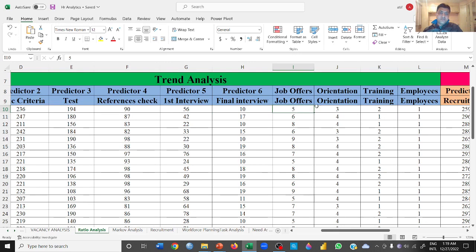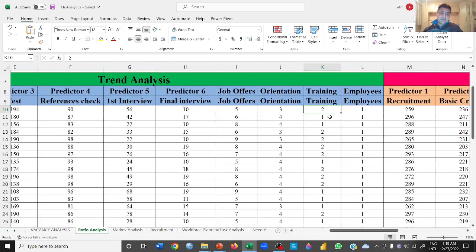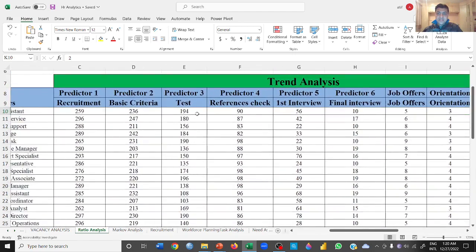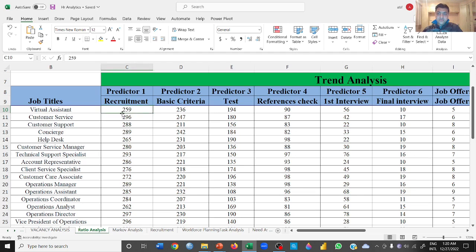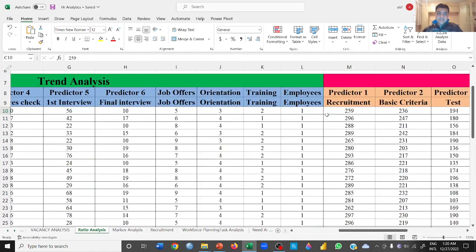And you offered the job to 5 people, and 3 of them joined your orientation program, and 1 again left here, and then 2 took the training program, but again from there 1 person left, and you were able to get 1 successful employee. So this is showing all the stages. So in order to hire 1 employee, you had to offer training to 2 people, give orientation to 3 people, make job offers to 5 people, and then 10 and 56. So in short, when you recruit at least 259 people, you will be able to successfully convert them into 1 employee, who will stay with you.